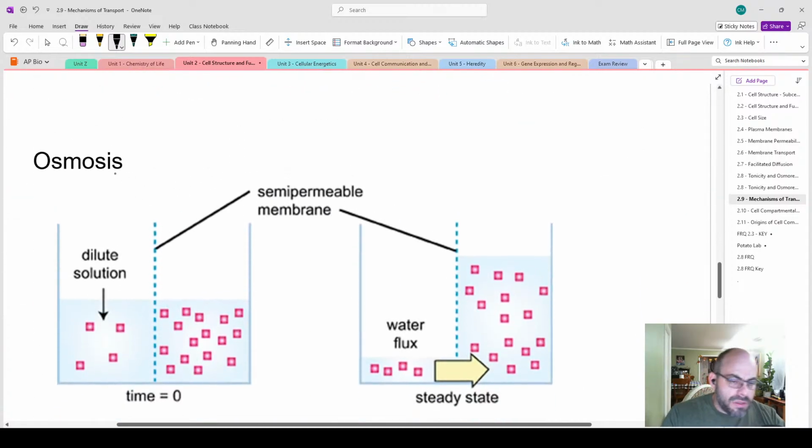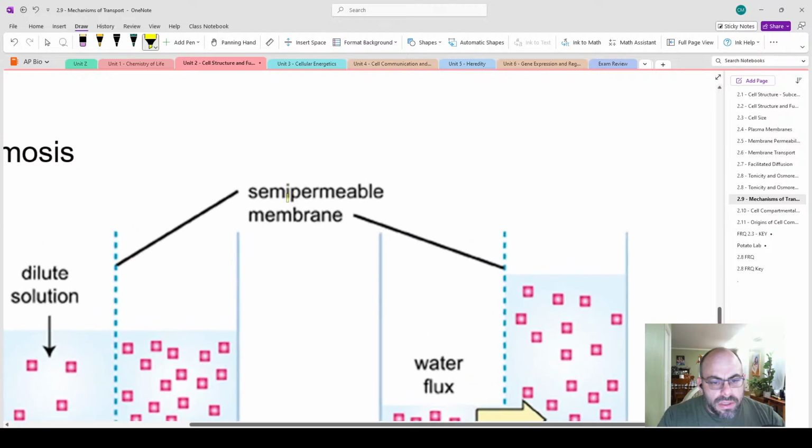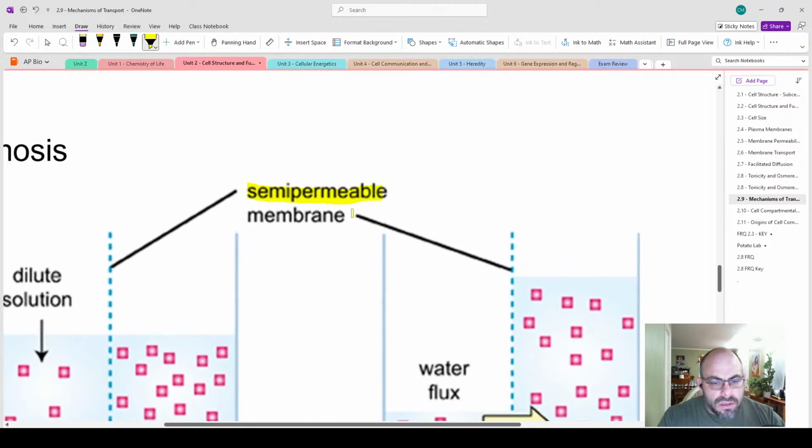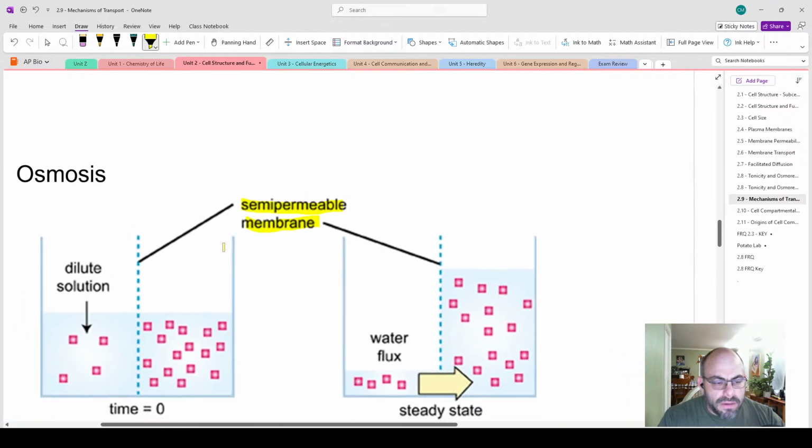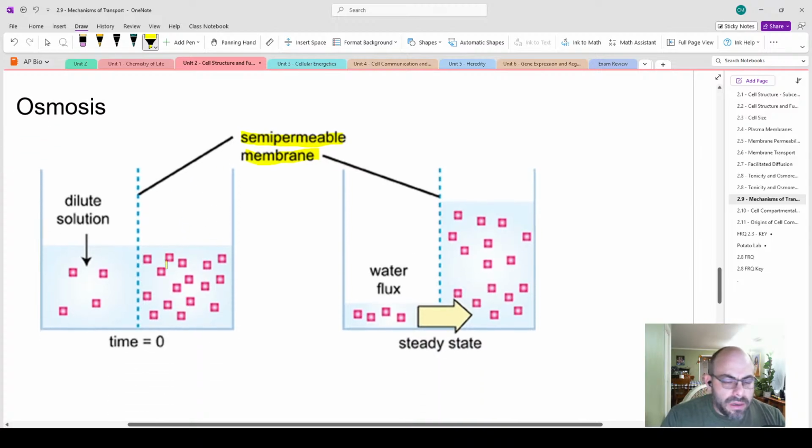Osmosis. What is osmosis? Osmosis is just the diffusion of water. But when you're dealing with osmosis, you're always talking about diffusion of water across a semi-permeable membrane. And there's a lot more going on with osmosis, right? Which if you were there for 2.8, you definitely saw that. So let's look here.